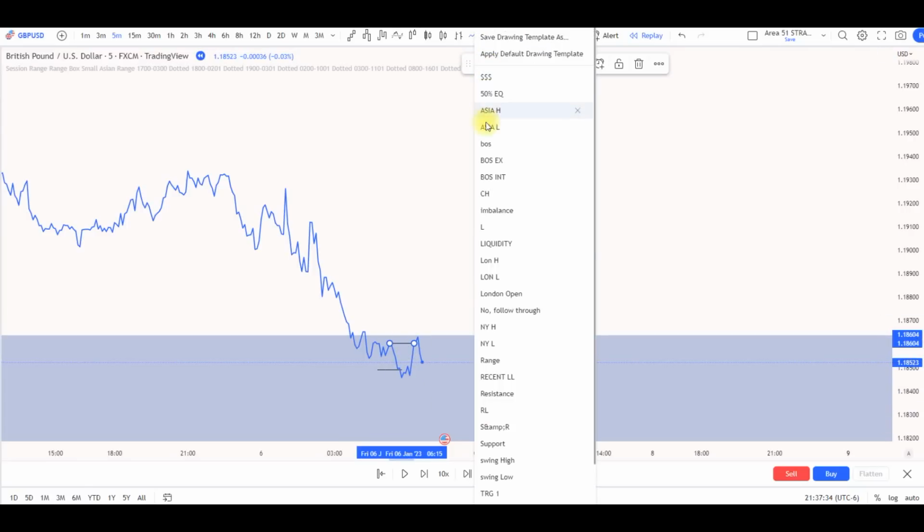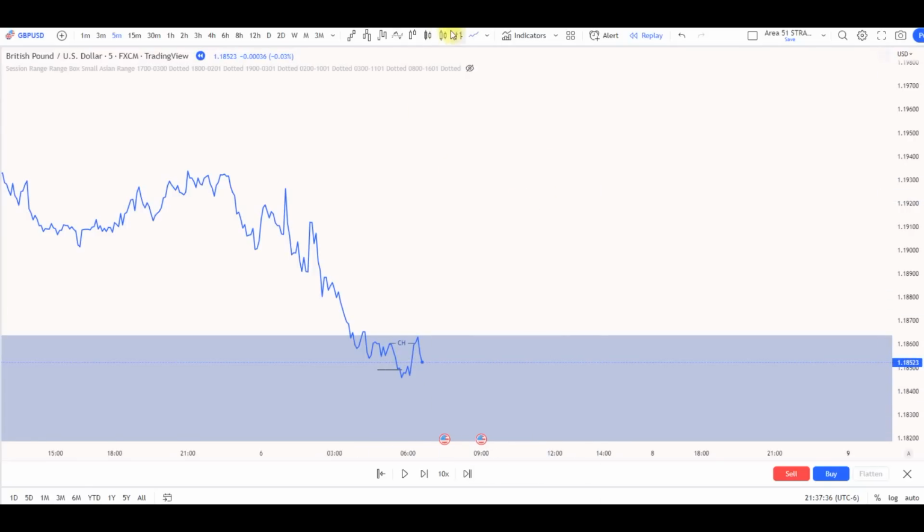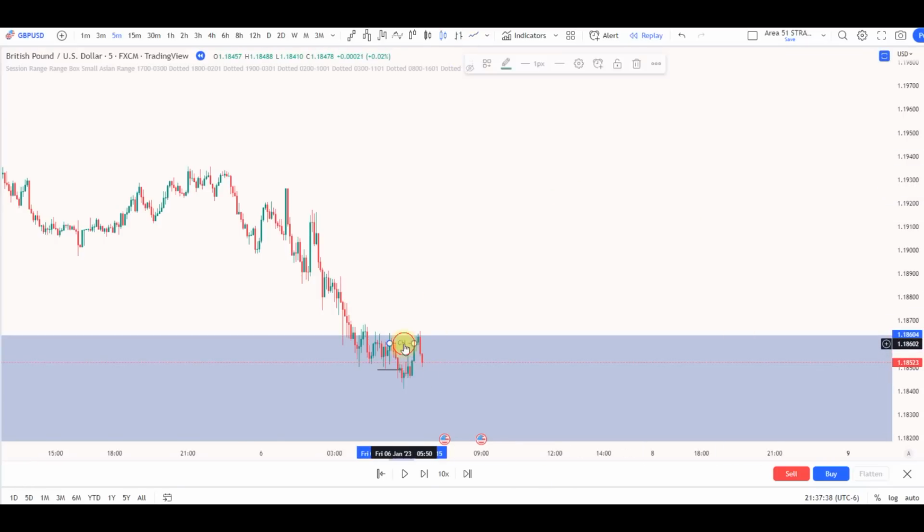So now what we do is mark our change of character on the lower time frame, like the 5 minutes or the 15 minutes. So we have our change of character here. Price goes beyond the lower high that led to the lower low here. So now we're going to initiate our trade around this mini demand zone.